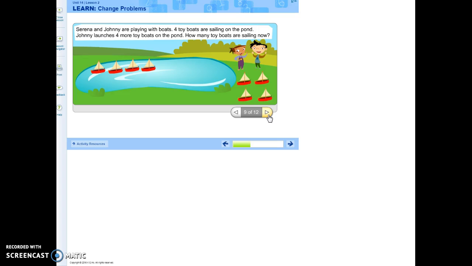Serena and Johnny are playing with boats. 4 toy boats are sailing on the pond. Johnny launches 4 more toy boats on the pond. How many toy boats are sailing now? There's 4 and 4 more.